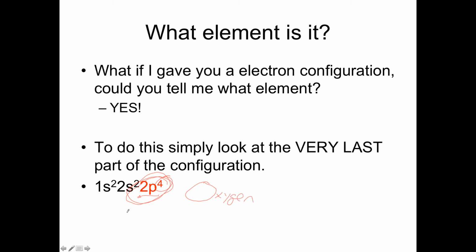If I gave you one more, let's say I had 1s2, 2s2, 2p6, 3s2, 3p3. I'm trying to figure out what element this would be. I would look at the very last portion of it, which is the 3p3 portion. I go on my periodic table, I find the 3p section, and it is phosphorus.